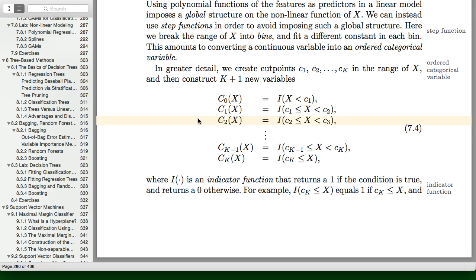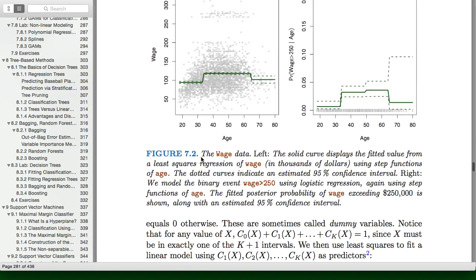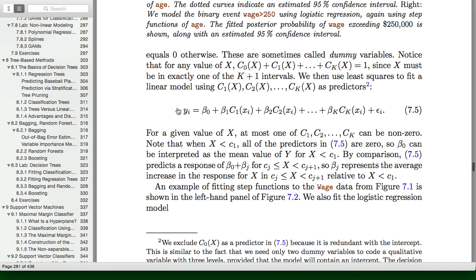If x is between 30 and 40, this is it. If x is between 70 and 80, this is it. If x is over 80, this is turned to 1, and all the others are turned to 0. So the effect that this has, if we look at the equation for a step function, is we have this model.